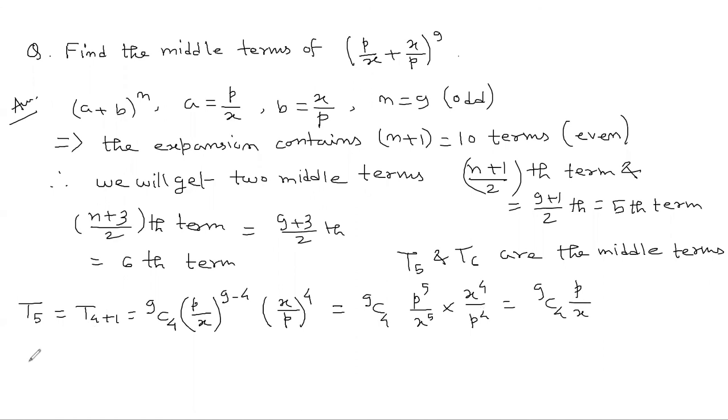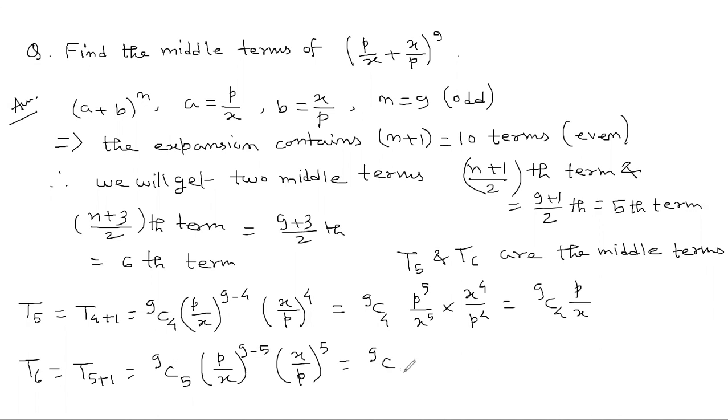Similarly, if you write T6, which is equal to T5 plus 1, that is 9C5 p by x power 9 minus 5 and x by p power 5. So which is 9C5 p power 4 by x power 4 into x power 5 by p power 5, that is equal to 9C5 into x by p. So these are the middle terms. We have two middle terms in the expansion of p by x plus x by p power 9.